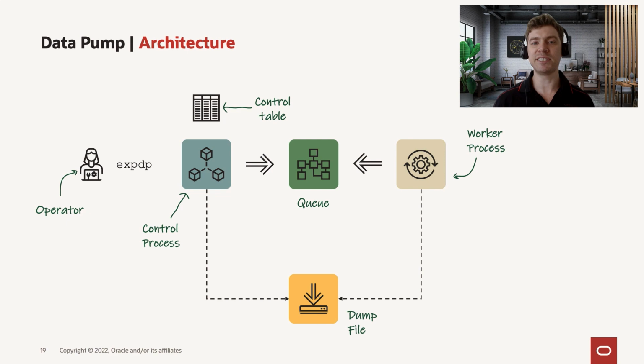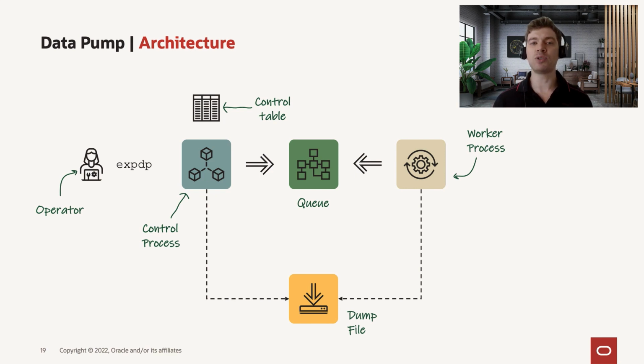The control process will also write data to the dump file from this control table. So the control process needs to update the dump files with the control table, which is going to be kept on the dump file as well.